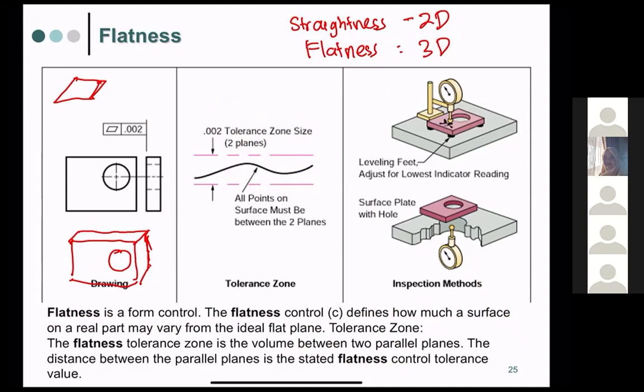Okay, and how do we check it? If we have some parts, we have to check with some indicator as well. Maybe we can put some leveling feet over here. If this is the part, this indicator will move freely over all of the surface to check the flatness in three dimensions. If you look at the first one, straightness, they only look at one line, but in flatness they look at the whole surface.